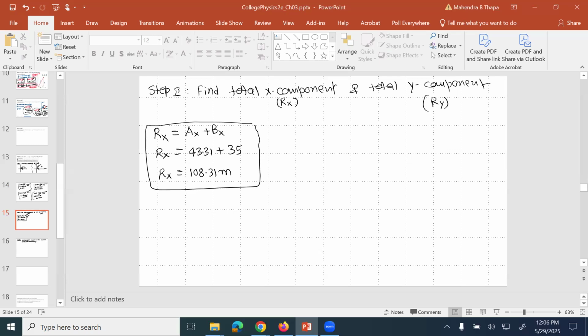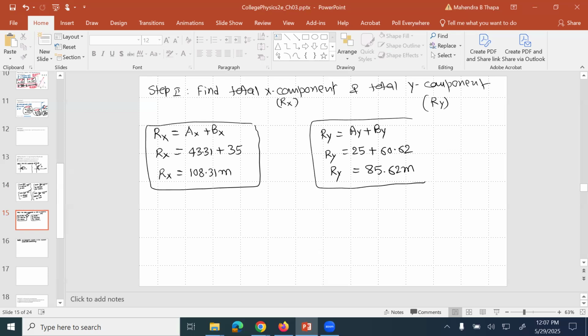Now let's find the total y component. The total y component Ry equals AY plus BY. AY is 25, BY is 60.62. So Ry equals 85.62 meters. Okay, so we have both the total x component and the total y component.